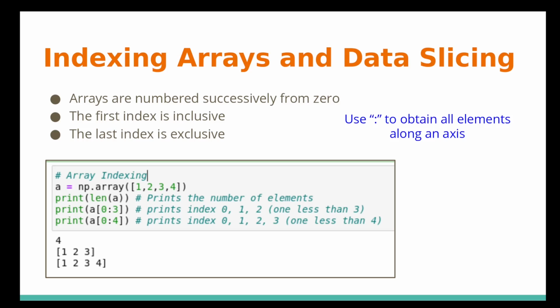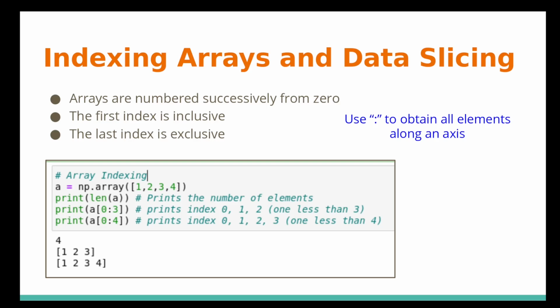Arrays are also indexed, so you can obtain values of individual elements by accessing the index. Indices of arrays are always numbered from 0. The first index is inclusive, which means it always has an element at 0. And the last index that you specify is exclusive. It doesn't quite include that index, but includes every other index till it reaches that point.